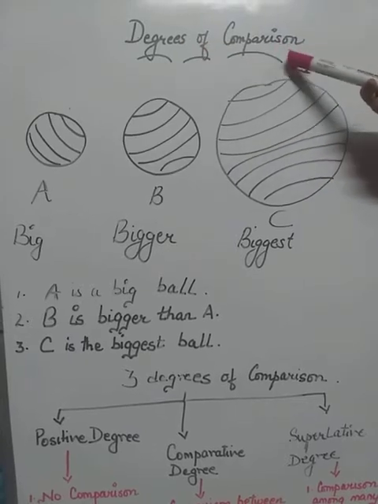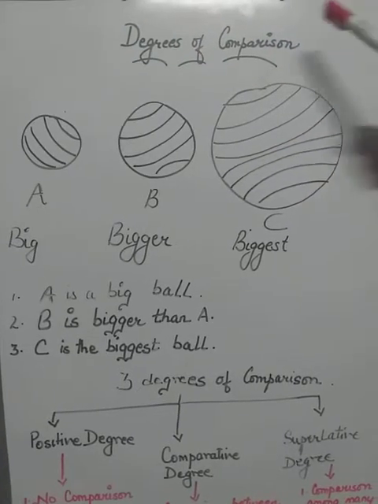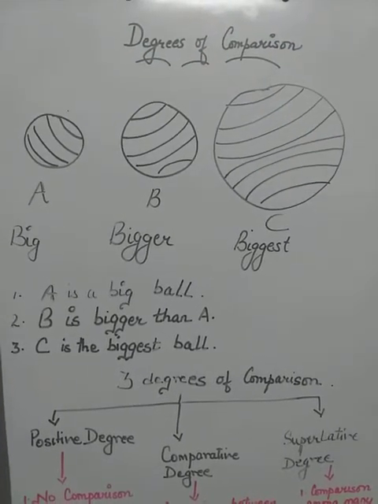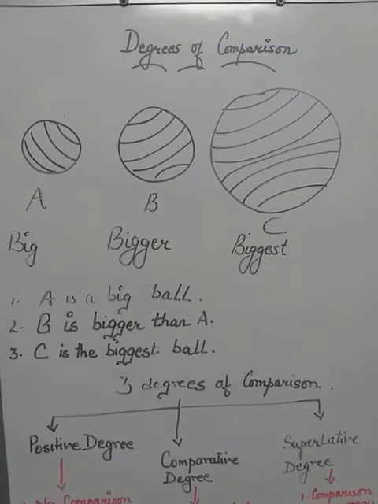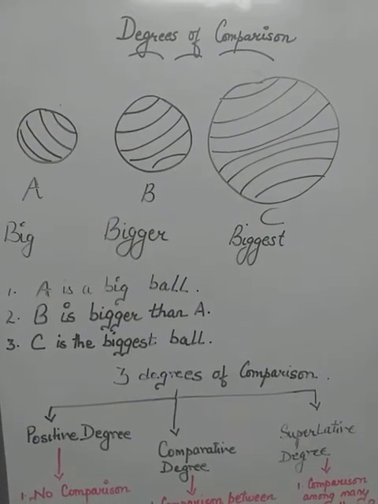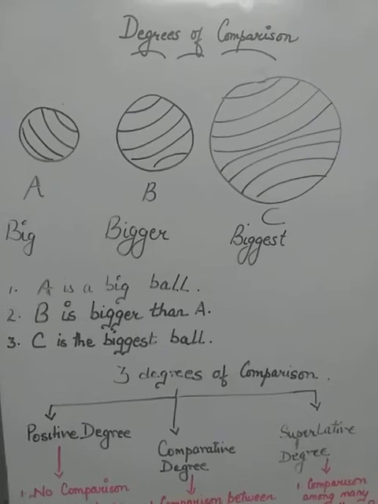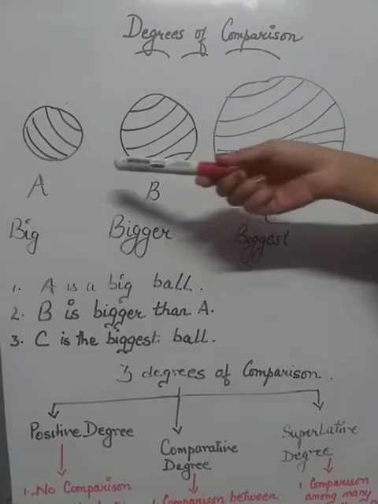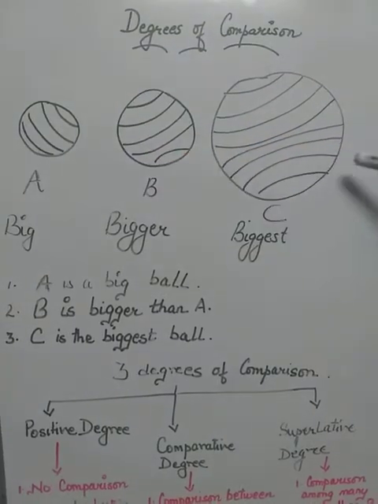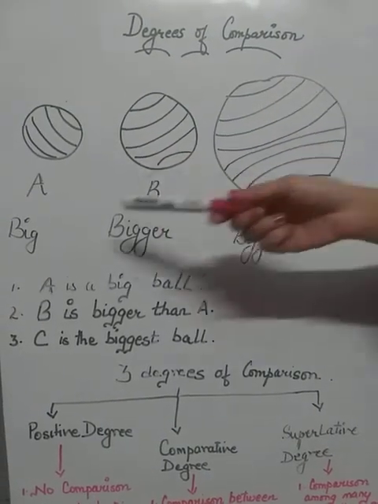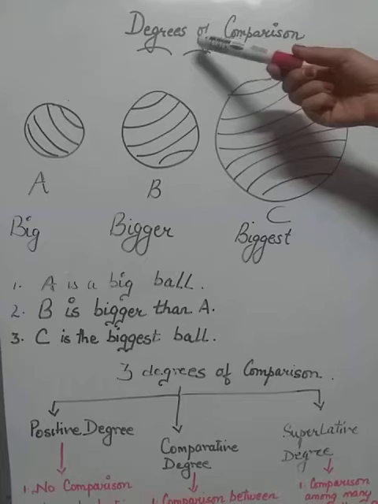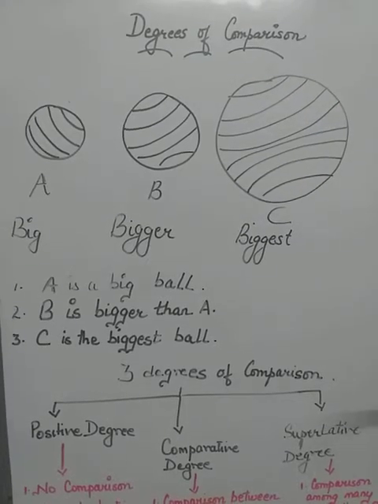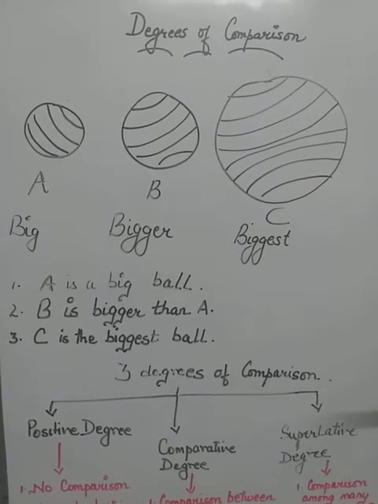Degrees of Comparison. Before we go into this chapter, let us make a quick revision of adjectives. Adjectives tell us more about nouns. Degrees of comparison means when we are comparing something using adjectives. Let us understand this with an example.